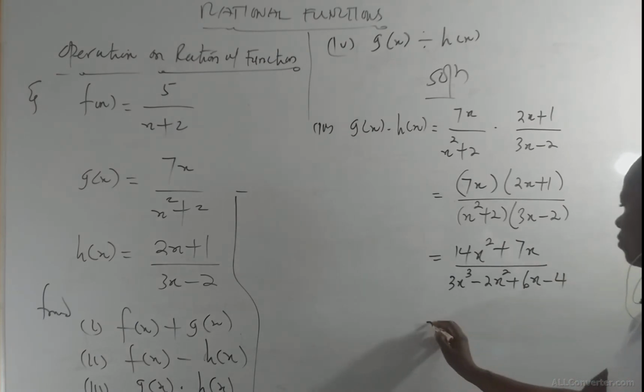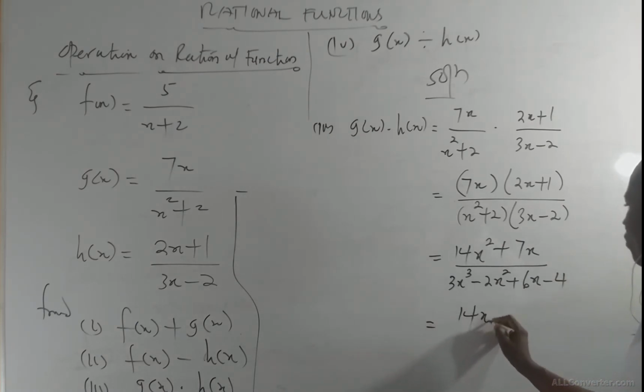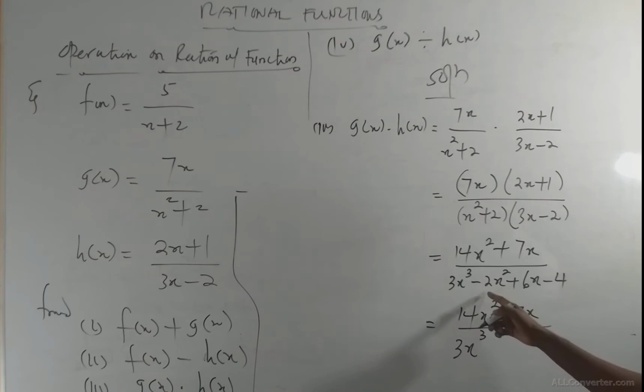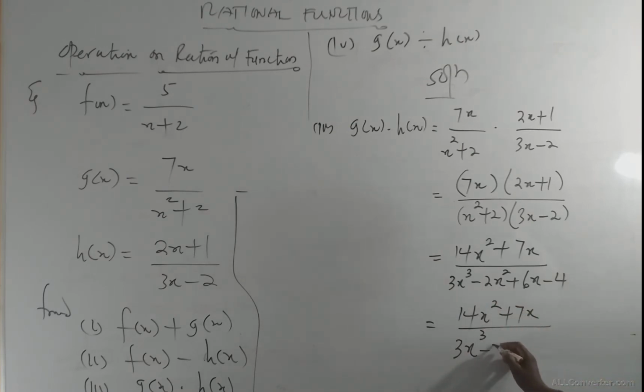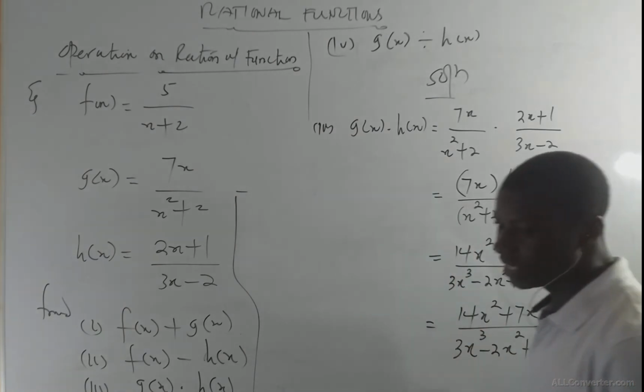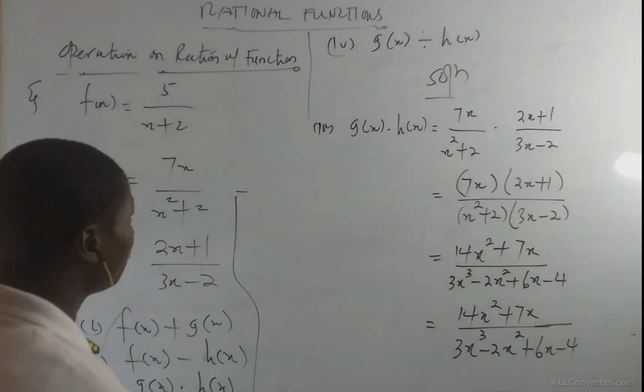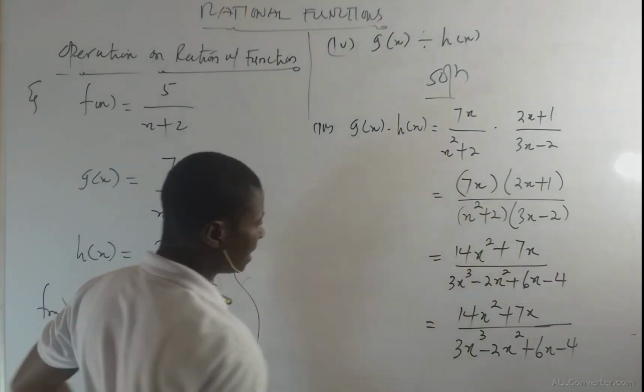So we try to simplify. Up here we have 14x plus 7x. There is nothing we can do about that. Then we look at the like terms. The only cube term we have is 3x cubed, so we leave it like that. Then the only x squared term is also okay, so minus 2x squared. The only x term is 6x, and the only constant is 4. So when we multiply g of x by h of x, that is the answer we are getting.